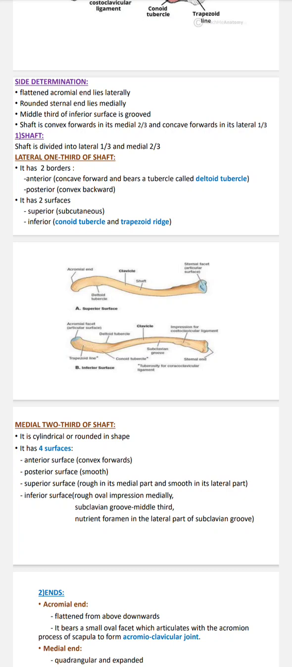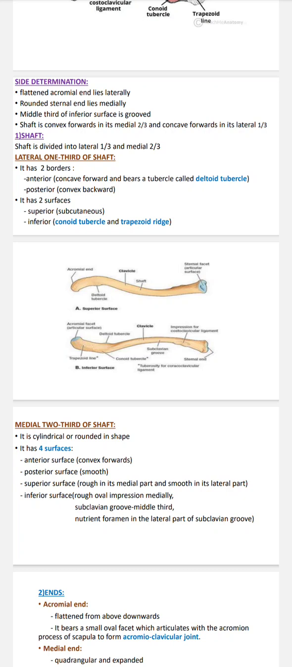So the shaft is convex forwards in its medial two-third and concave forwards in its lateral one-third. So we'll see about the shaft in detail. So the shaft is divided into medial two-third and lateral one-third portion.